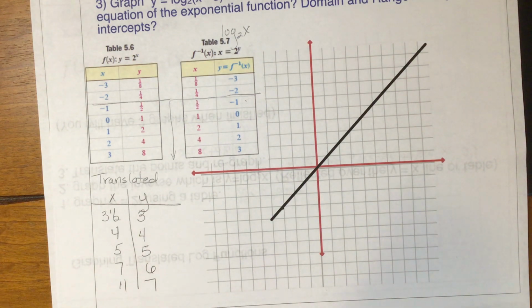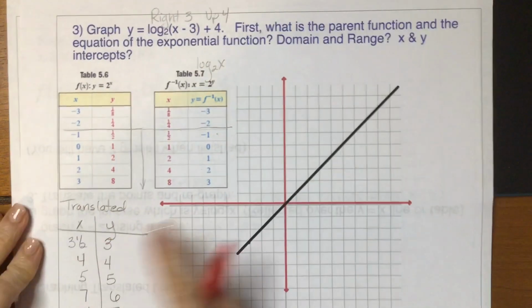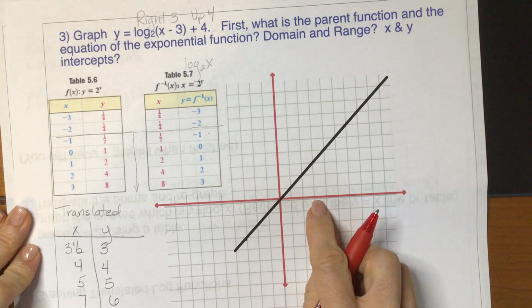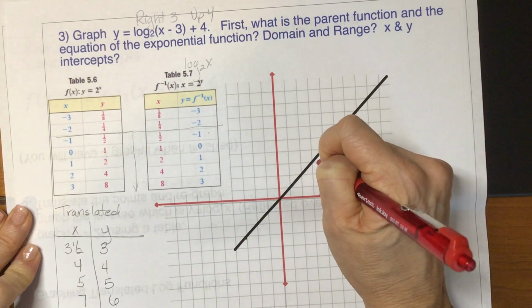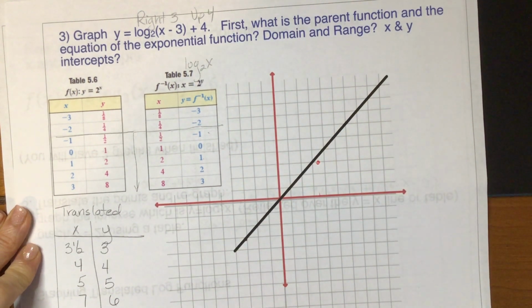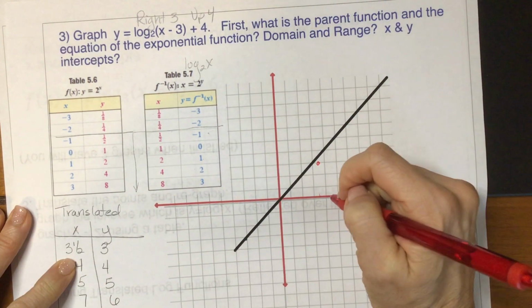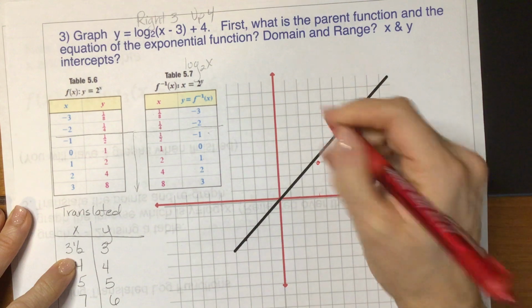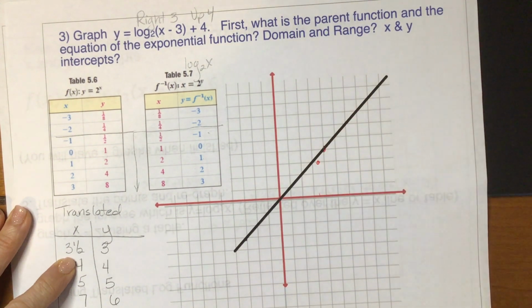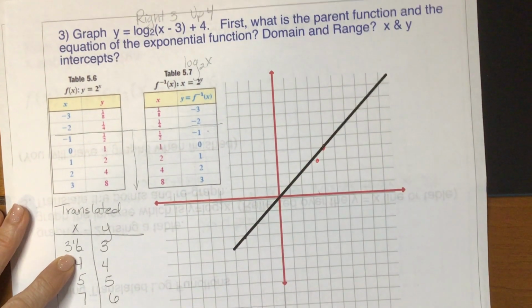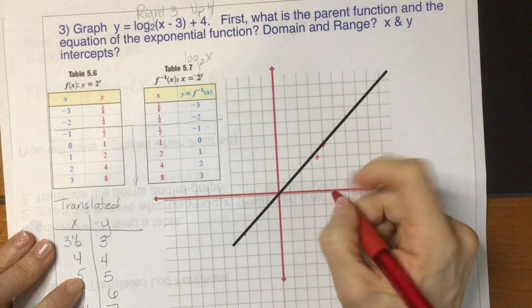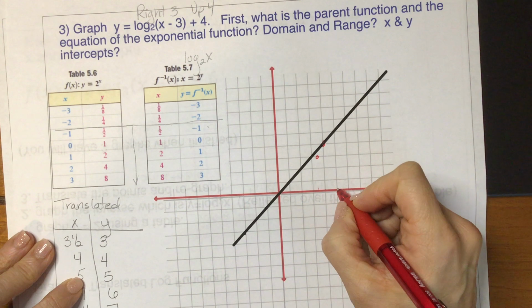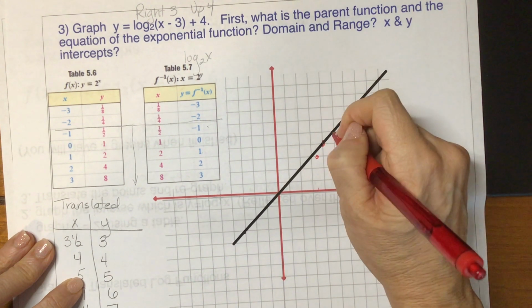So I'm going to graph these. I'm going to go over here to 3.5. I'm going to be up 3. So there's 1 point. And then at 4, I'm going to be up 4. Ignore this, this is my y equals x line. I should have taken that off before I printed the slides. Now at 5, I'm going to be up 5.